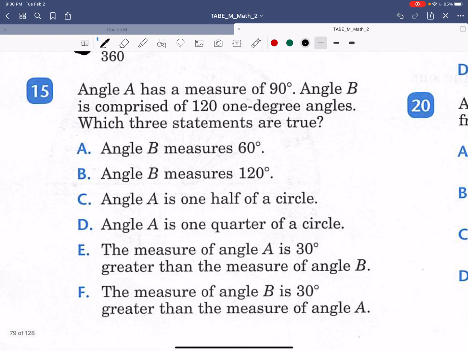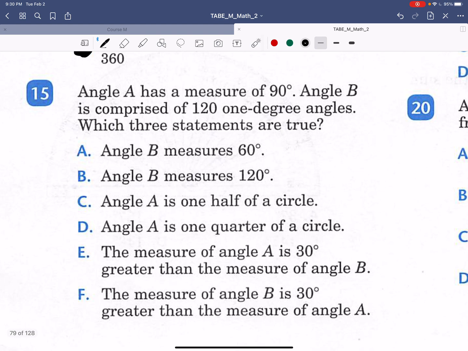Number 15. Angle A has a measure of 90 degrees. Angle B is comprised of 120 1-degree angles. So that's 120 times 1. Which 3 statements are true? Angle B measures 60 degrees. No. Angle B measures 120. Yes.